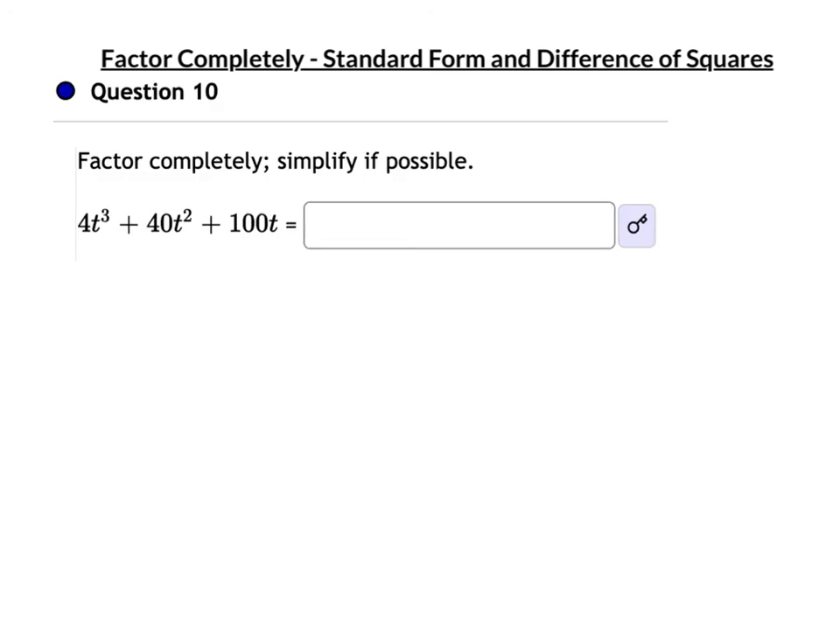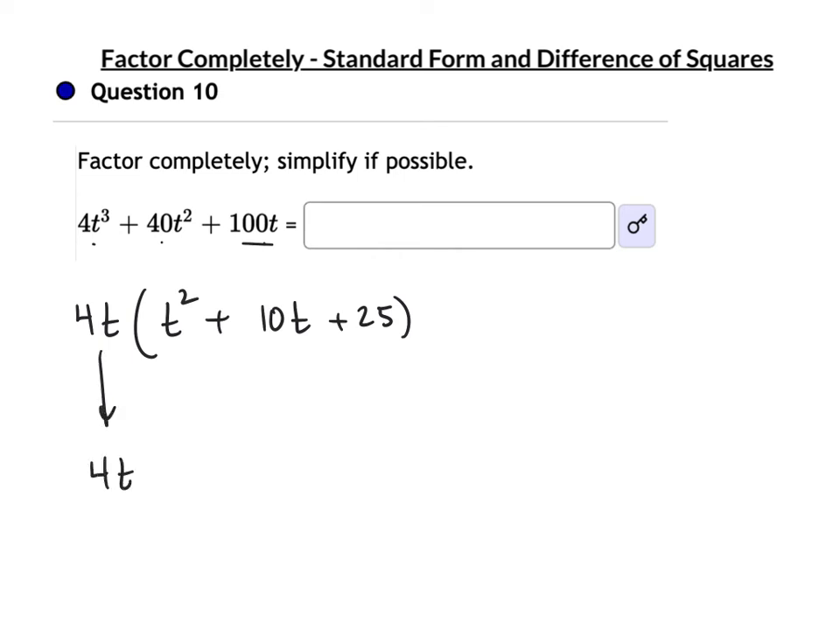Question 10. Another GCF. They all have a 4 in them, and they all have a t in them. 4t is my GCF. 4t times t squared is 4t cubed. 4t times 10t is 40t squared. And 4t times 25 is 100t. Bring this down as part of the answer. 4t times 2 sets of parentheses. We know that t times t is t squared.